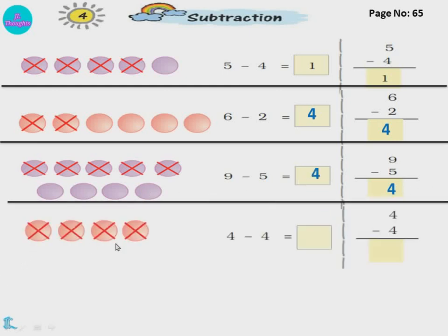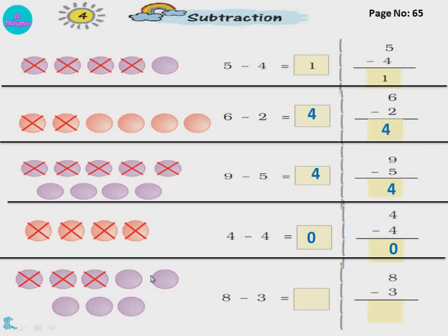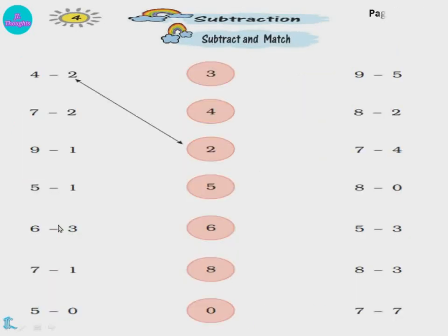Next one, 4 balls were there. In that you removed, that is subtracted 4. Then are there anything left? No, nothing. Nothing means 0. Next, 8 balls are there. In that you have removed, subtracted 3. 1, 2, 3. Then how many left? 1, 2, 3, 4, 5. How many left, children? 5.